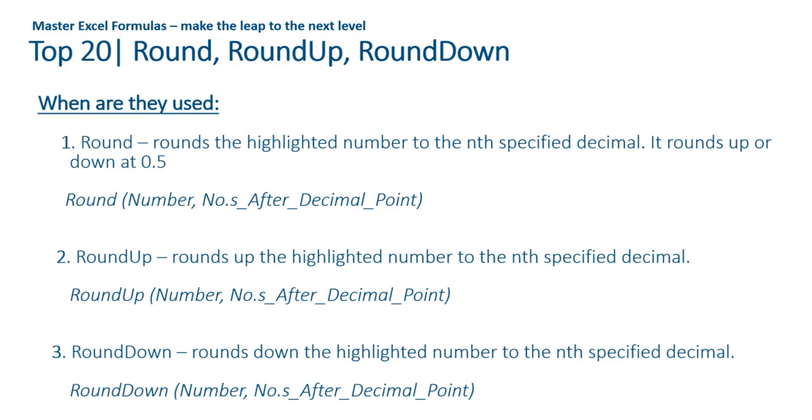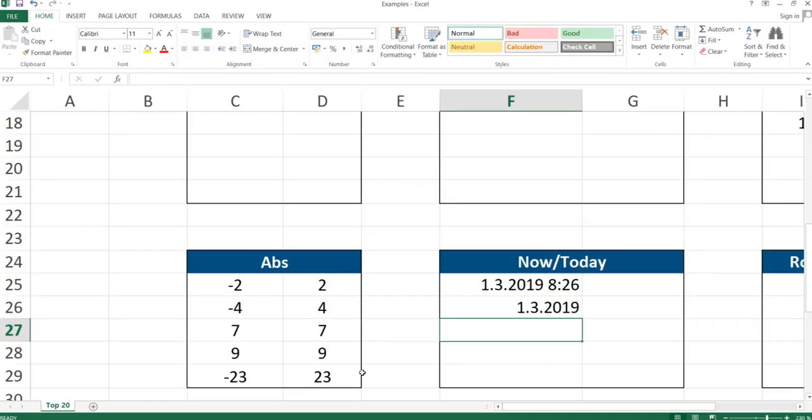ROUNDUP does the rounding, but to the next highest number, the next number that comes after the specified number, depending on how many decimal points you want to leave or round this up to. And ROUNDDOWN rounds down the highlighted number to the nth specified decimal. So let me show you an example of this as well.